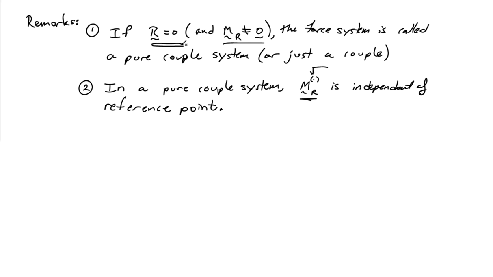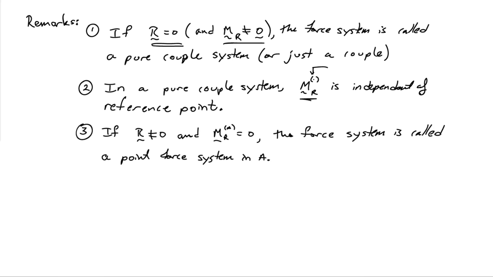So that's something unique about pure couple systems, and those are systems where the net force, the resultant force, is equal to 0. Just as a bit of terminology, we can also talk about the flip case. If the resultant force is not zero, but the resultant moment is zero relative to, say, a given point A, then the force system is called a point force system in A. So these are two special cases of force systems that are useful to know about.